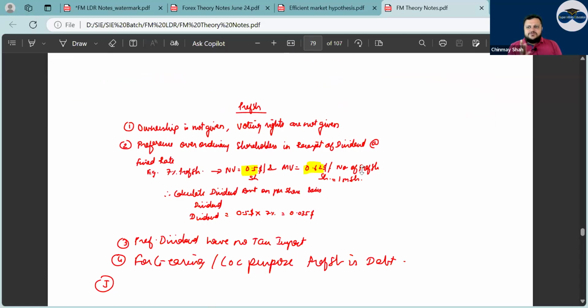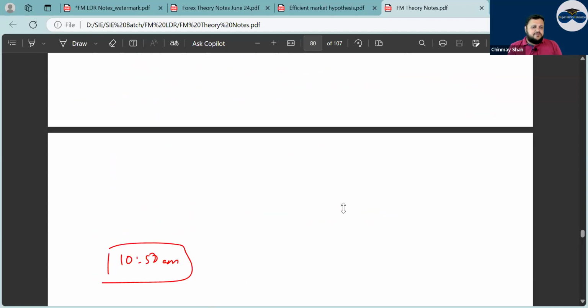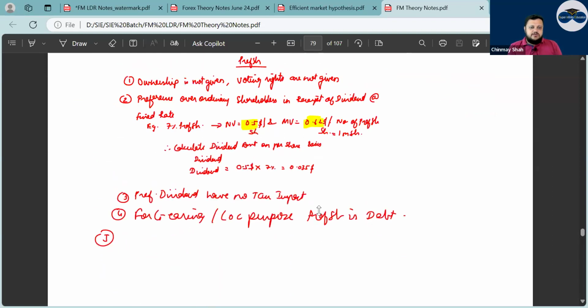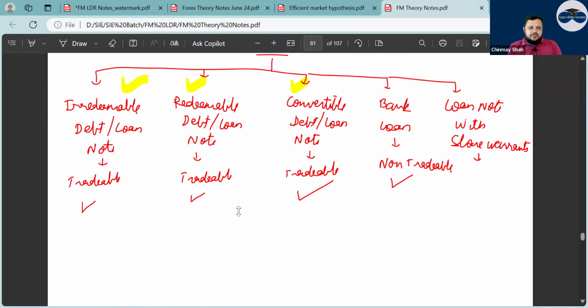Preference shareholders: ownership is not given, voting rights are not given, but they have preference over ordinary shareholders in listed shares. They get dividend in preference to the equity shareholders. Even while repayment of capital over equity, they have preference, correct? For gearing or COC purposes, preference share is debt. No tax impact because it is paid after tax is paid.